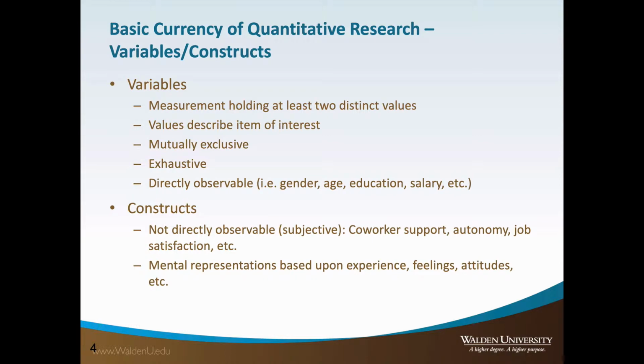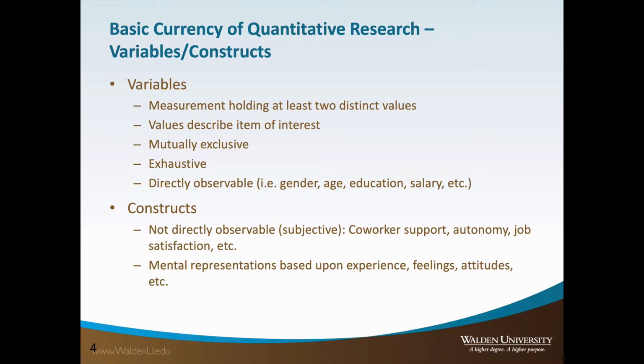Variables and constructs represent the basic currency in quantitative research, and there is a distinct difference between the two. Both variables and constructs are measurements holding at least two distinct values, and these values describe the item of interest. However, variables are directly observable measurements, whereas constructs are subjective measurements. Examples of variables include gender, age, education, and salary. I'm sure you can think of numerous other variables.